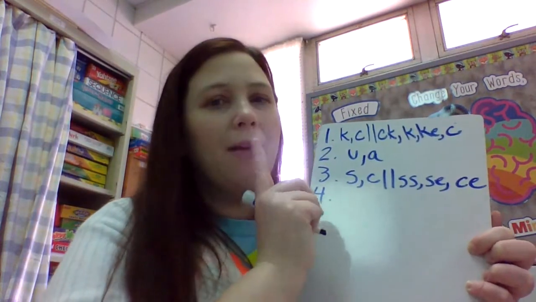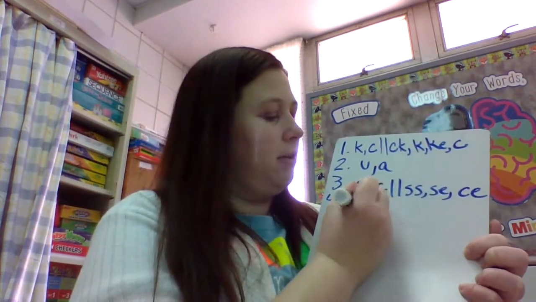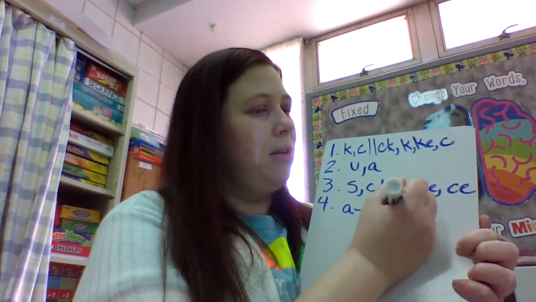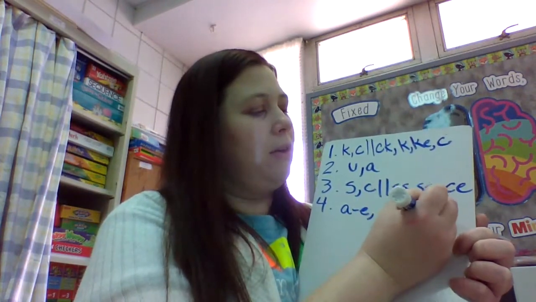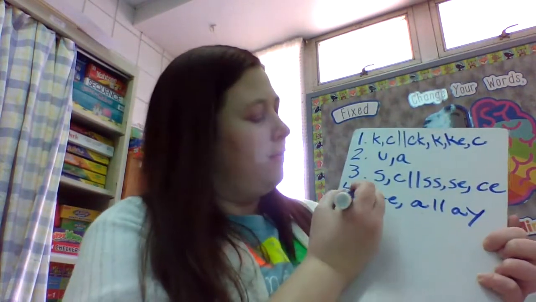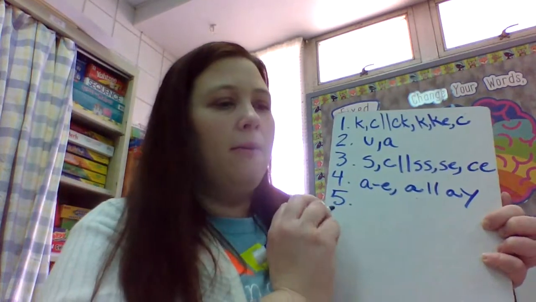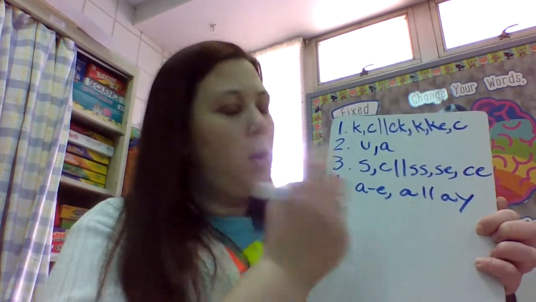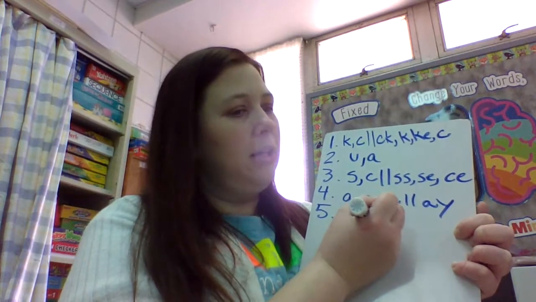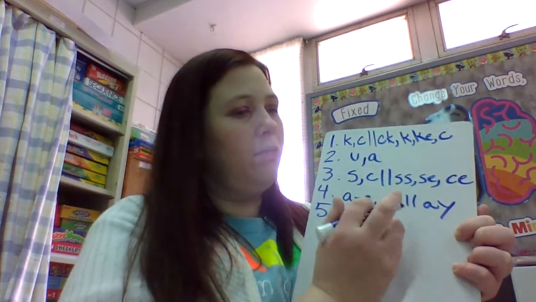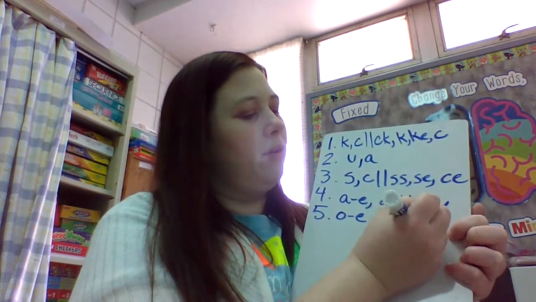Number 4, we have A, and that can be spelled A consonant E, comma, A, or as a final sound, AY. Number 5, we have O. That's O consonant E, comma, O, yes, or as a final sound, OW.